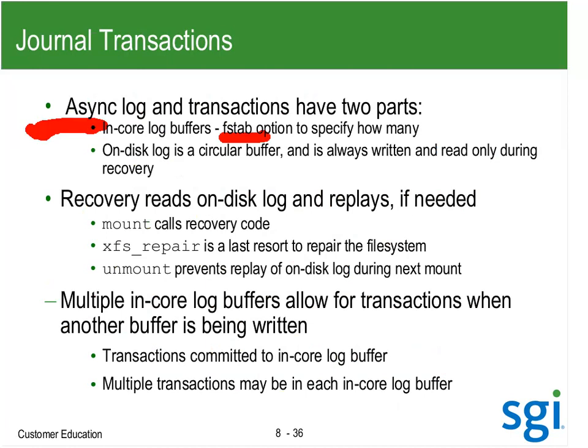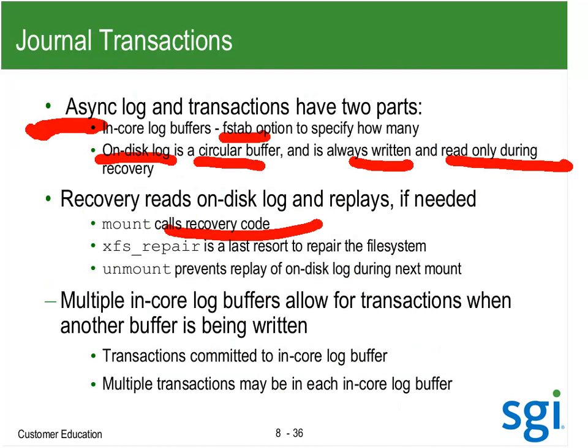If the log is still hot, I can move that off to an external disk. So the on-disk log is also circular. It's always written. It's only read during playback. Again, mount calls the recovery code. XFS repair is the last resort. Basically, when you do a clean umount, typo there, it prevents replay of the log during the next mount.